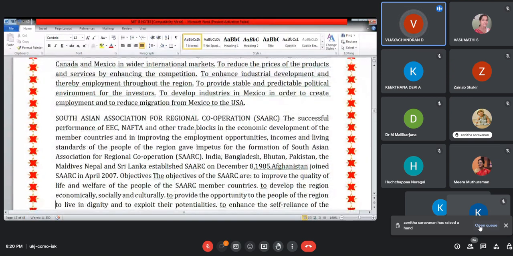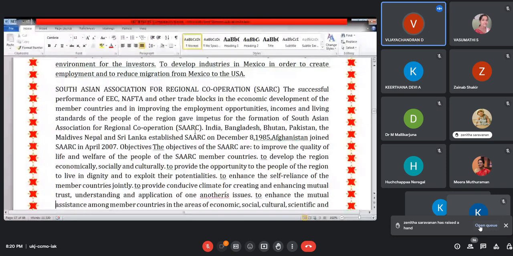I told you about SAARC. India is a member of SAARC. With the successful functioning of NAFTA, AFTA, and the European Union, with the successful existence of those regional trading blocks, there was the emergence of another regional block called the South Asian Association for Regional Cooperation. One thing I have to say for your examination point: India is a member of SAARC.